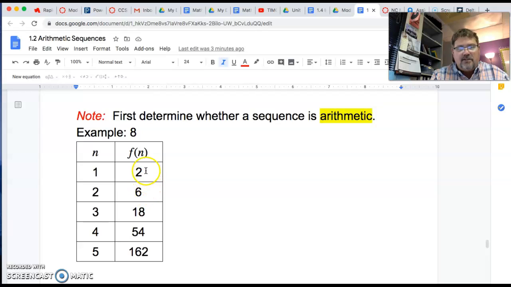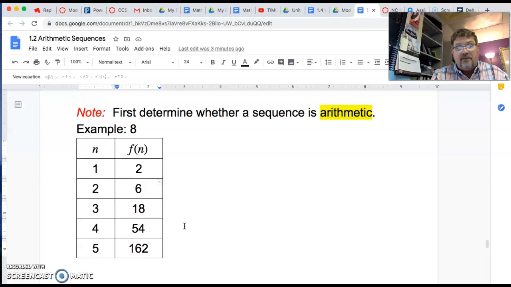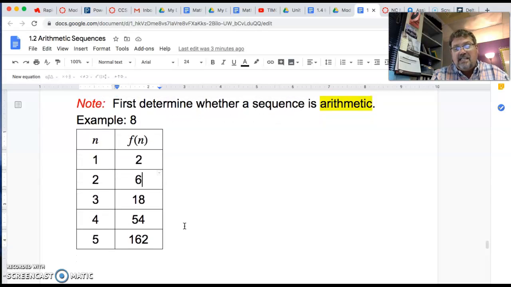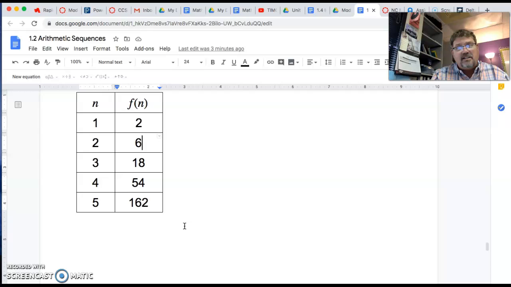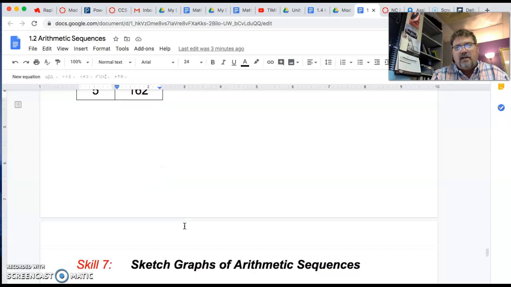So 6 minus 2 is 4. 18 minus 6 is not 4. It's not arithmetic. And it is that simple. It fails the test, and we'll talk about what kind it is in the next section. So that is not arithmetic. All right, that was my housekeeping item.